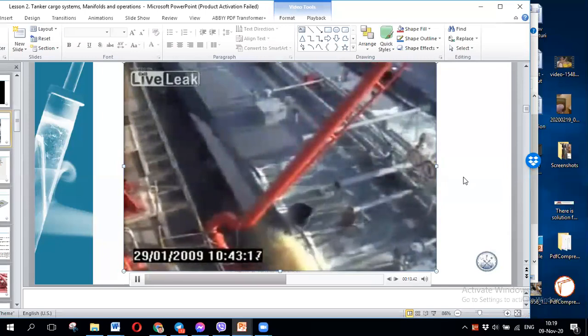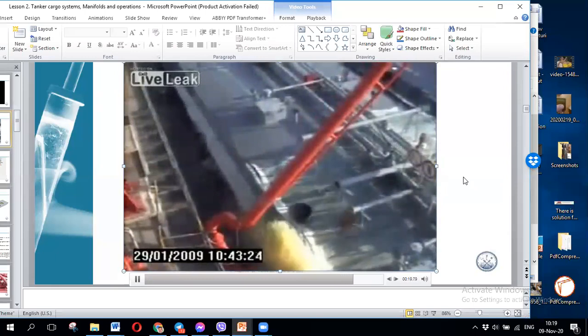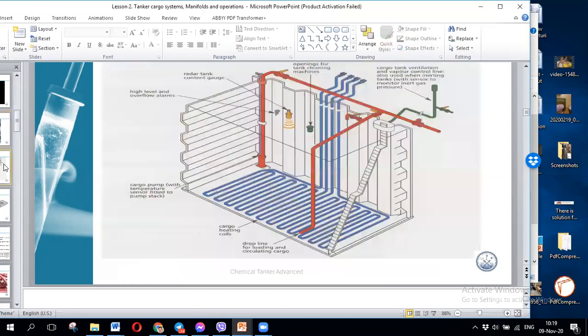So please be careful with the cargo arms. Cargo arms must be checked properly. Every hour you have to check your cargo lines, check the tightness of cargo lines, check the wind and so on. So be careful with it and we go further.